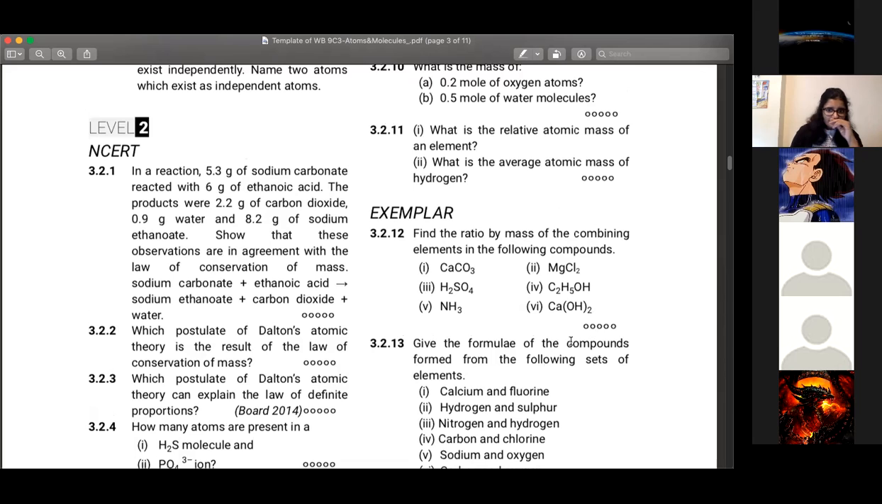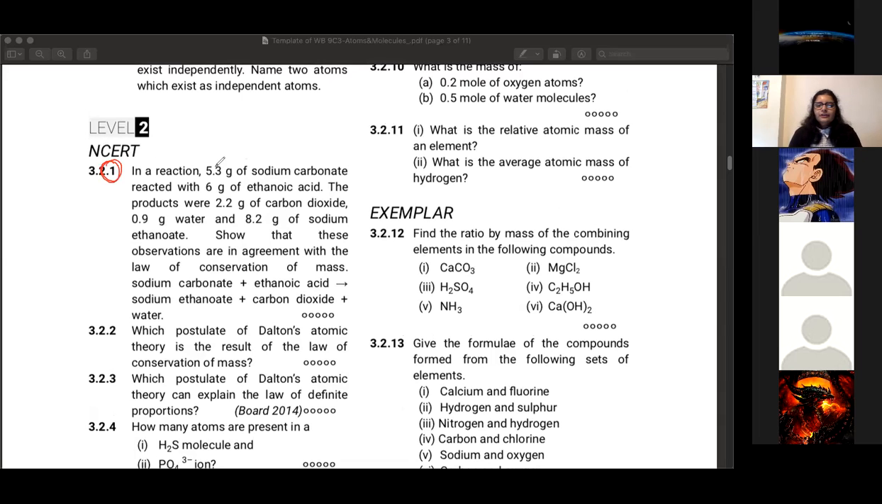Okay, level 2 first question. This is relevant for you guys. This is something that we studied today. So in a reaction, 5.3 grams of sodium carbonate reacted with 6 grams of ethanoic acid. So the products were 2.2 grams of carbon dioxide, 0.9 grams of water, and 8.2 grams of sodium ethanoate. Show that these observations are in agreement with the law of conservation of mass. They've given the reaction also, so you don't have to worry about it.